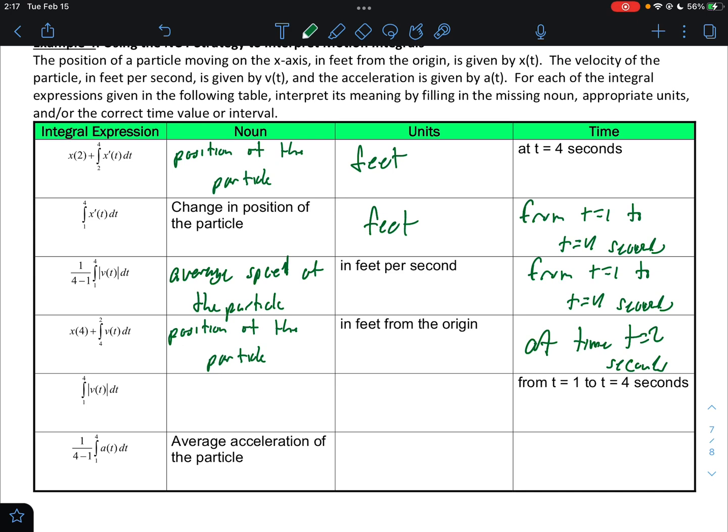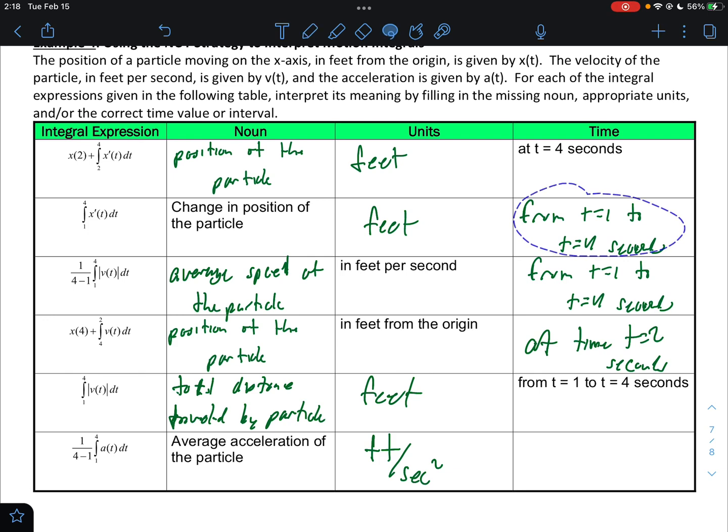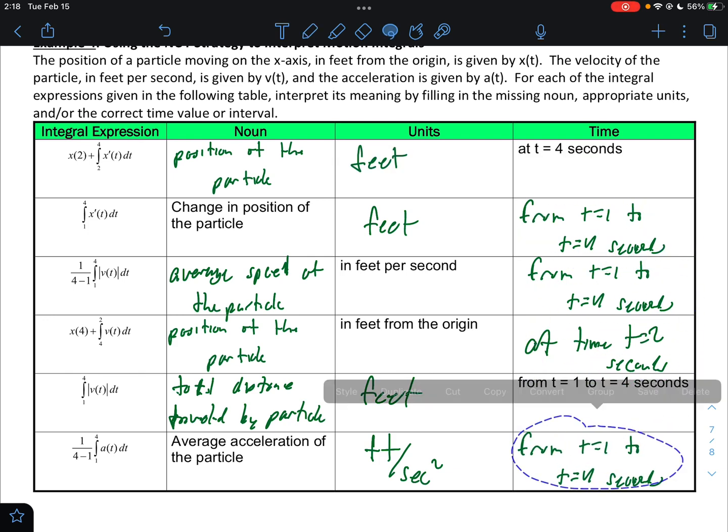The fifth one, that is just the total distance. So that is the total distance traveled by the particle. That again would be in feet, and that's from t equals 1 to 4 seconds. And the last one, it's an average value function again, so it's the average acceleration of the particle. Acceleration is given in feet per second squared. And once again, this would be from t equals 1 to t equals 4 seconds.